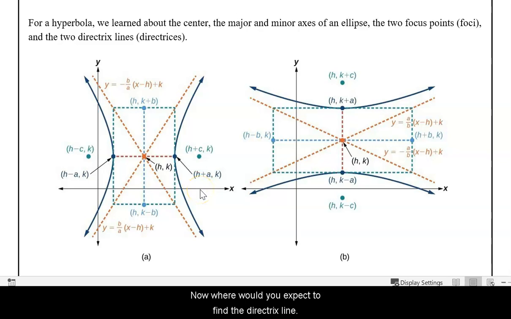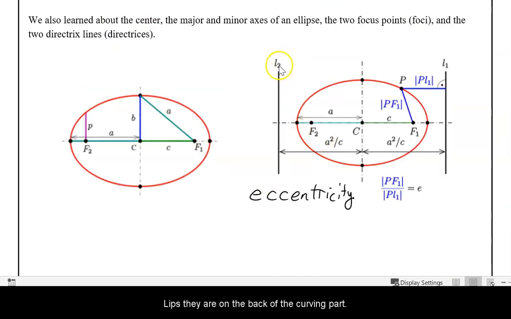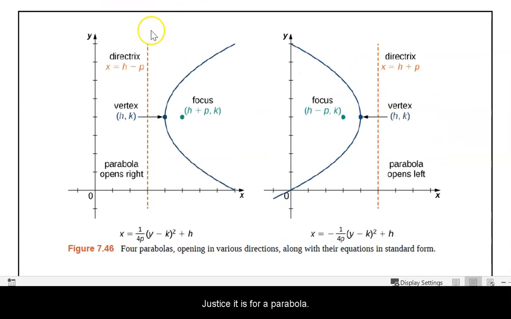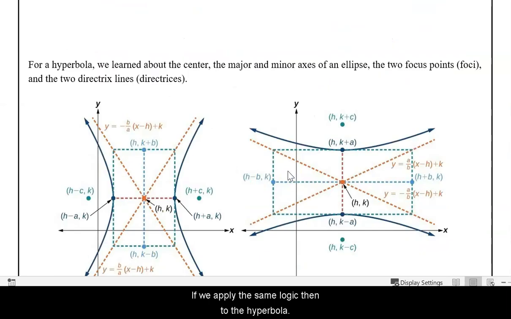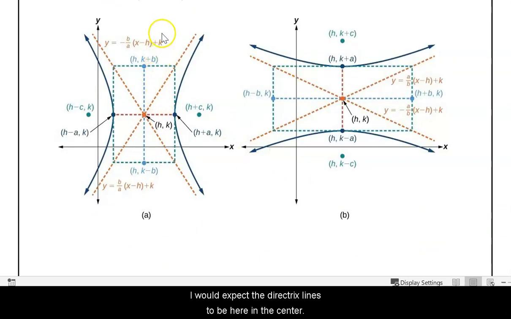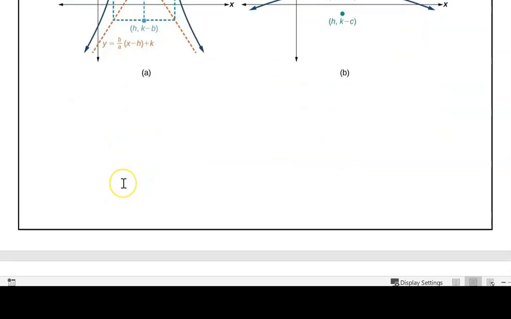Now, where would you expect to find the directrix lines? Remember that on the ellipse, they are on the back of the curving part, just as it is for a parabola. If we apply the same logic then to the hyperbola, I would expect the directrix lines to be here in the center, between the major vertices, and in fact, that is where they are.